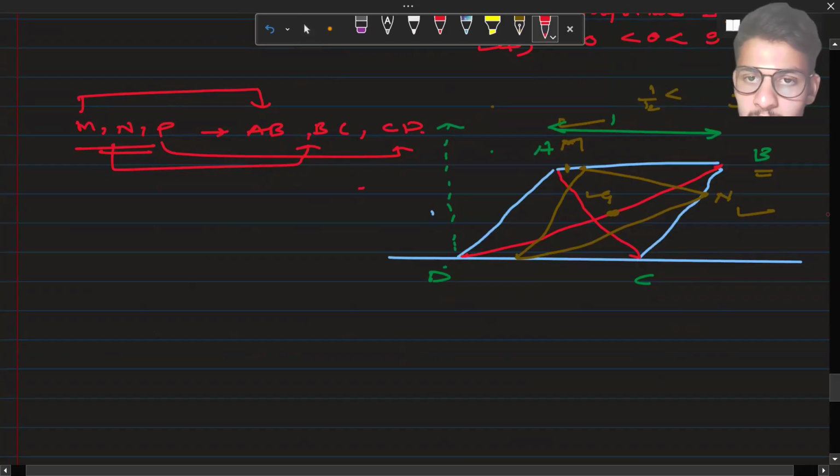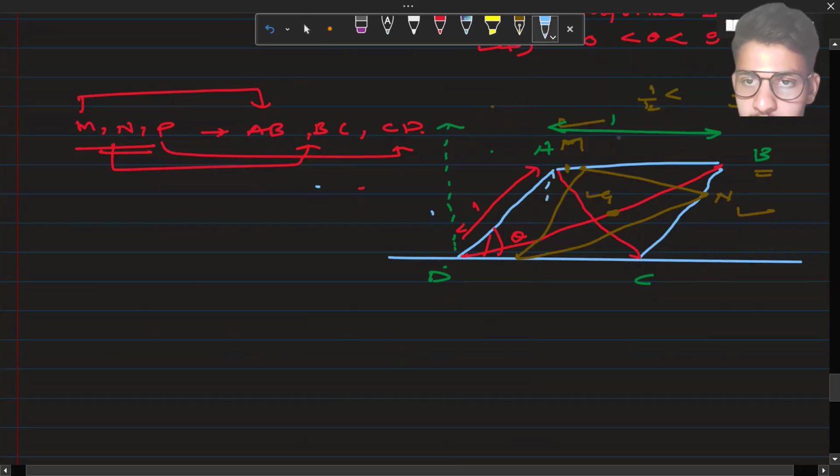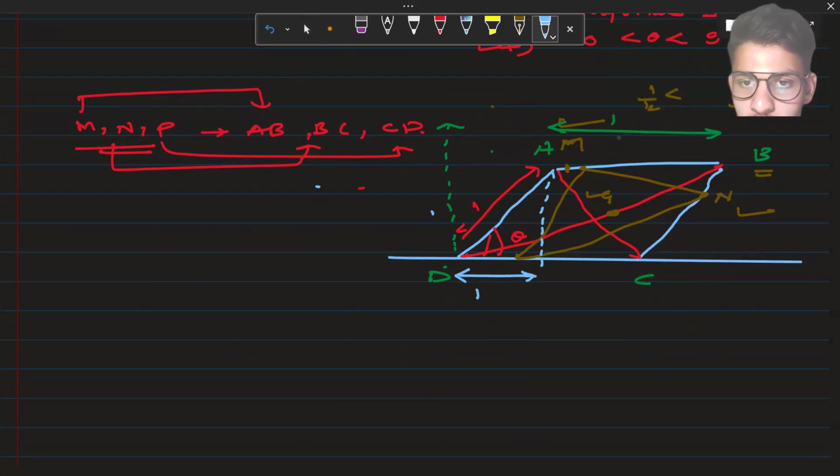So here also it is 1. This one side will also be 1. And if I take this as theta, then what will you see? This distance, this much, is 1 cos theta. Then this M point is 1/12 of the 1. So it will be 1 cos theta plus 1/12 unit. That will be the coordinates of M.